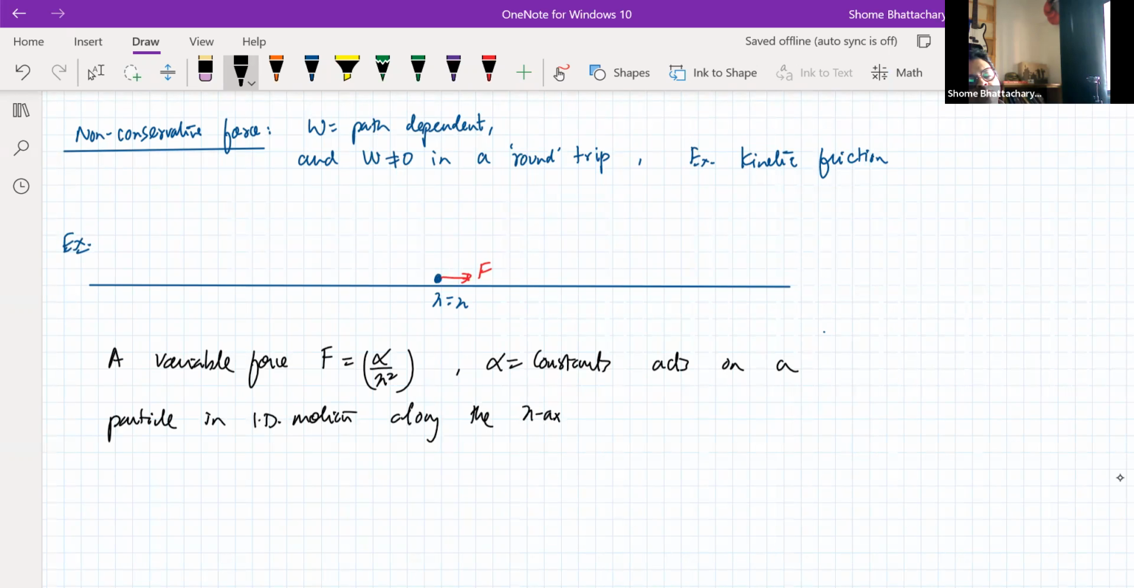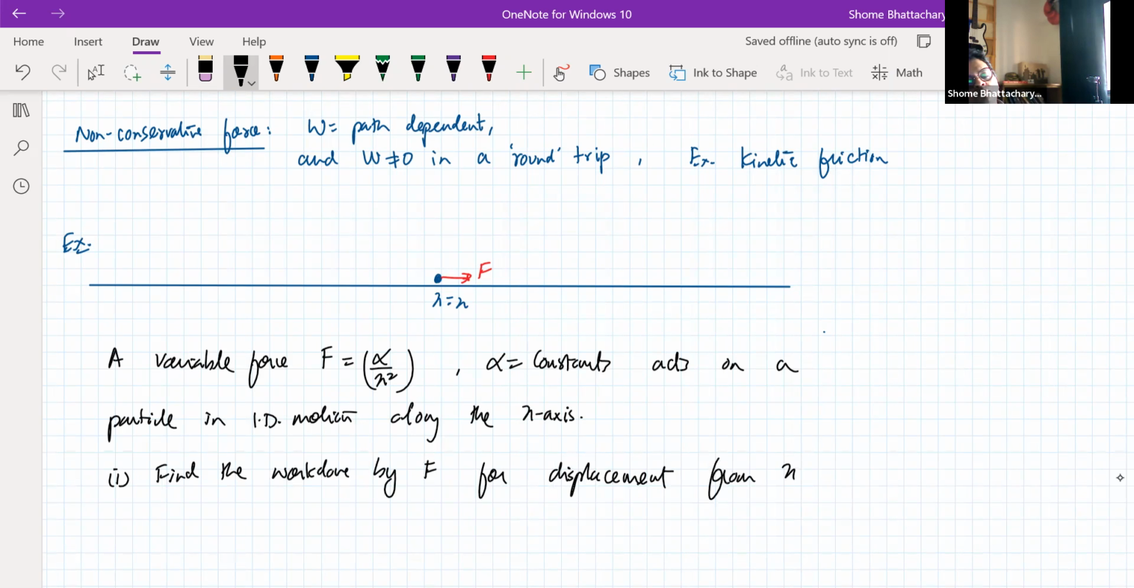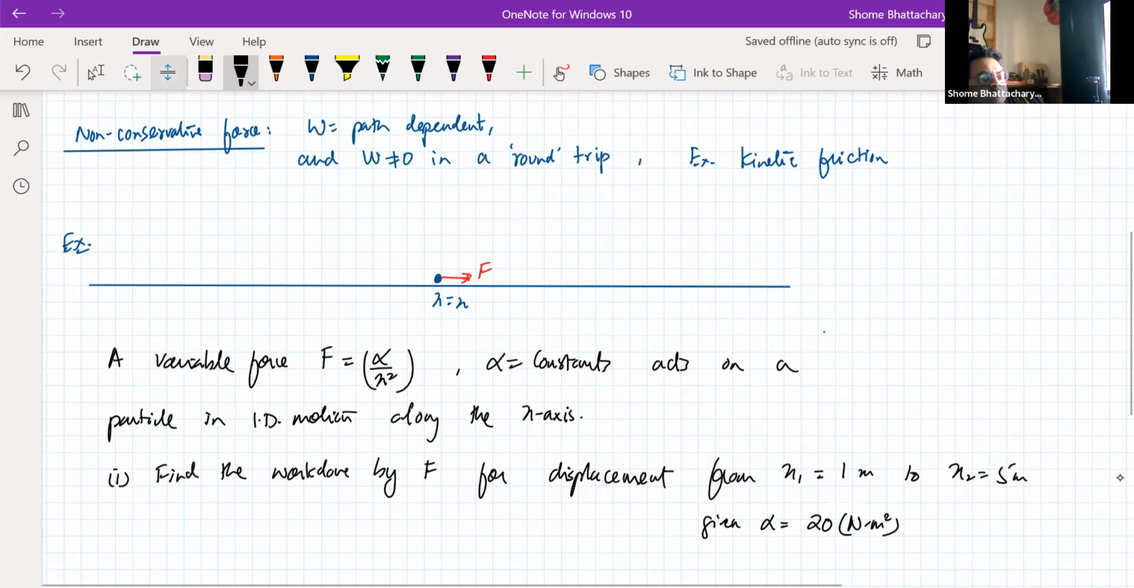along the x-axis. So first of all, find the work done by F for the displacement from x1 equal to 1 meter to x2 equal to, let's say, 5 meters, given that alpha is equal to 20 Newton meter square. And secondly, find if this force is conservative or non-conservative.